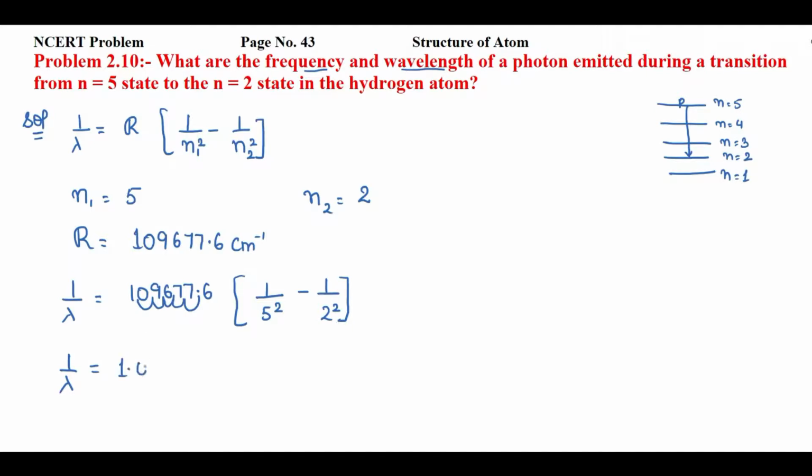So 1.09677 into, now this decimal is displaced from right to left up to 5 digits. So definitely 10 raised to power 5. I'll have this value in scientific notation, right? So here we are having centimeter inverse units, right? So 1 by 5 square, that will be 25, minus 2 square, that will be 4. So 1 by 4 centimeter inverse, right?